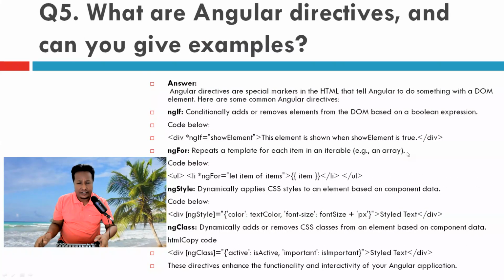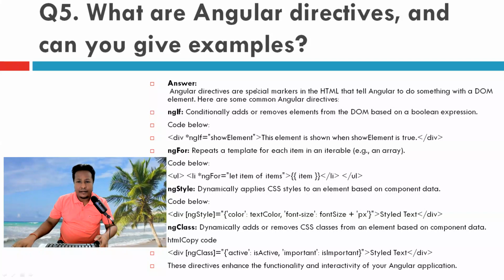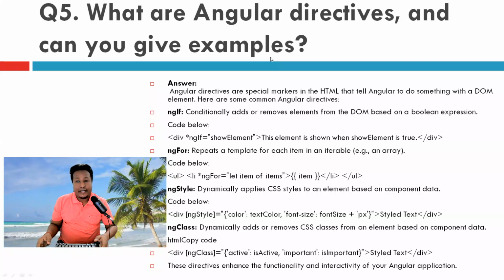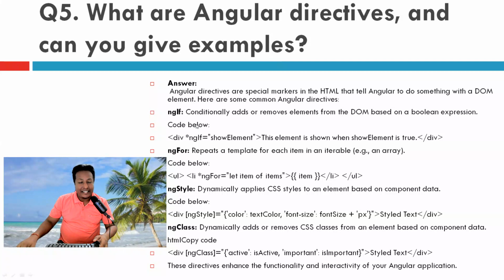And the fifth question, which is mostly asked, is what are Angular directives and can you give some examples? Angular directives are basically special markers in the HTML. So we are going to use the directives inside HTML tags. Now, an Angular directive tells Angular to do something with a DOM element, a document object model element. So let us see common Angular directives here. The first one is ngIf.